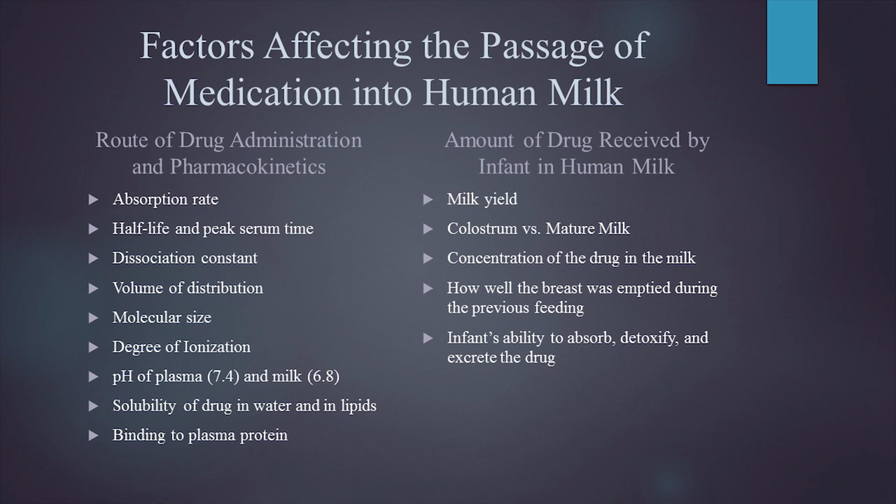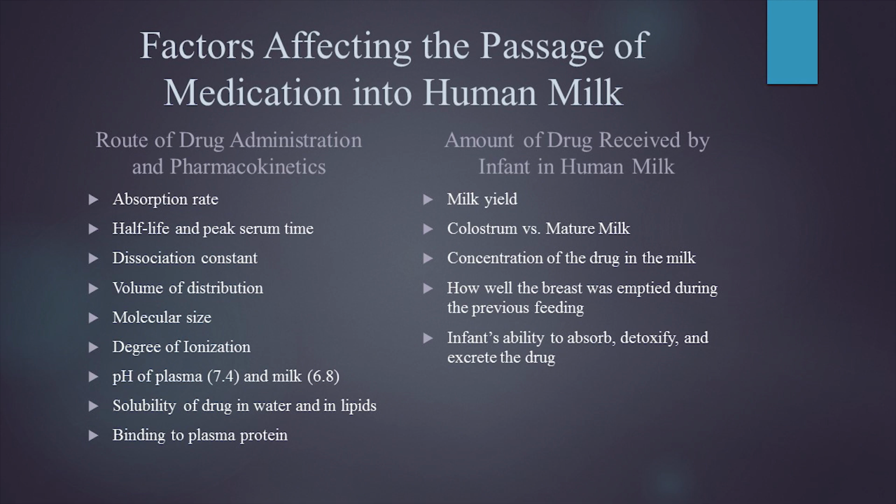Now, that's how it gets into the milk. What about the dose that the infant receives? It's a product of the serum concentration and how much is getting into the milk, and how much milk the infant is actually taking in, which is going to be determined by how much milk you're making, or your milk yield. Are you having colostrum now, mature milk? The concentration in the milk was the original parameters, and how well the breast is being emptied by the infant and at the previous feeding.